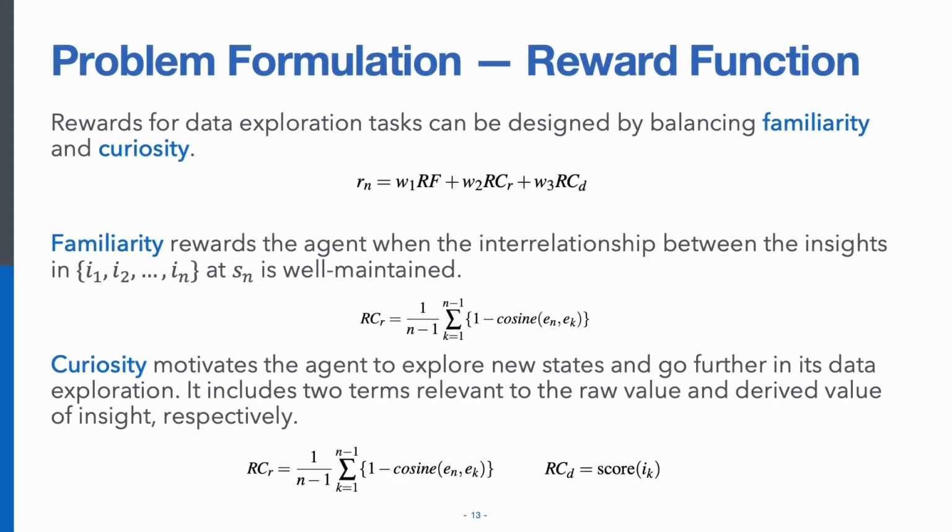After obtaining a new EVA sequence, the environment returns a reward calculated by the reward function to inform the agent how well the EVA sequence is generated. Rewards can be designed by balancing familiarity and curiosity, where familiarity emphasizes the association between two consecutive states while curiosity encourages the discovery of unknown states.